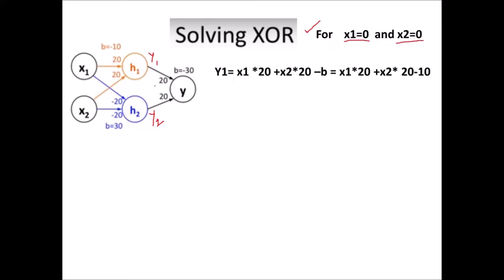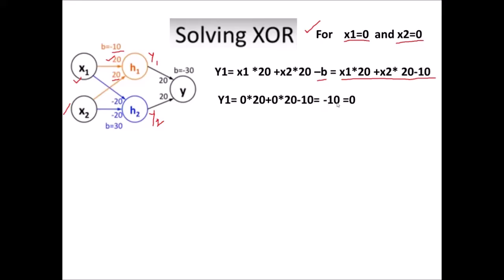So we'll write the equation for the output at y1. That is x1, input x1 multiplied by 20, plus x2, which is also applied at this node, multiplied by its weight 20, plus there is a bias of minus 10. So if we add the bias minus 10, you get this type of equation. Substituting x1 and x2 into y1, x1 is 0, x2 is 0, and minus 10 is the bias.